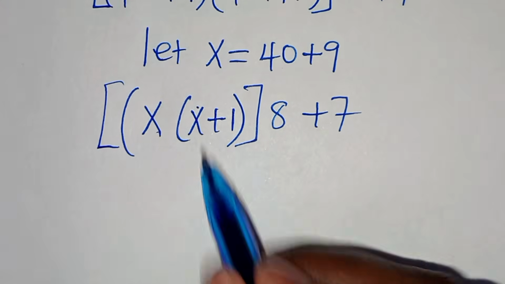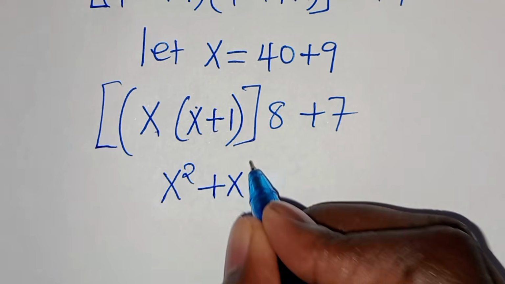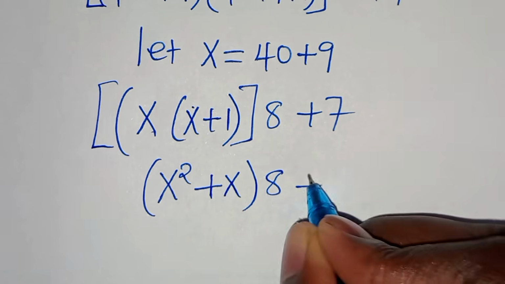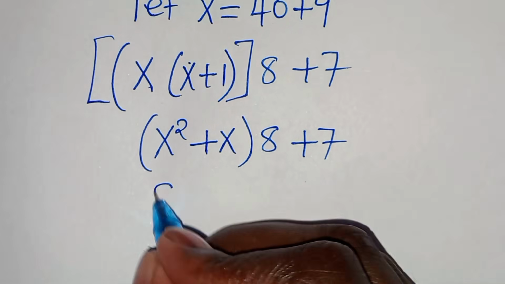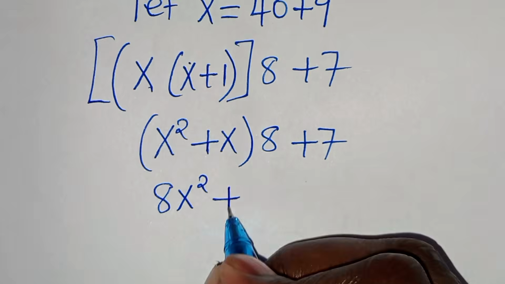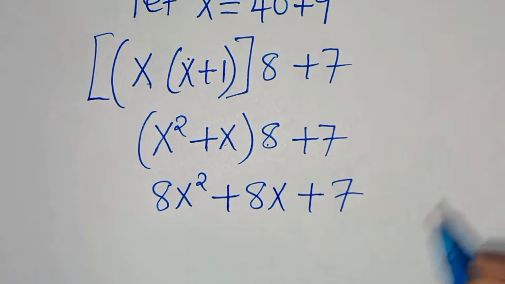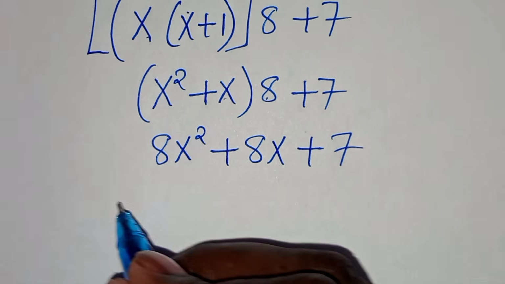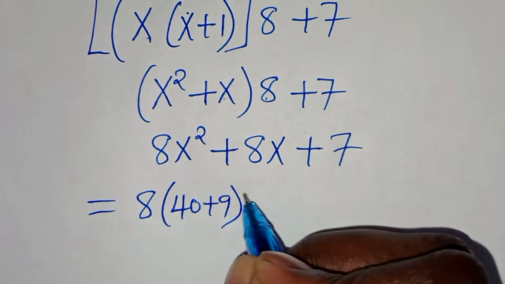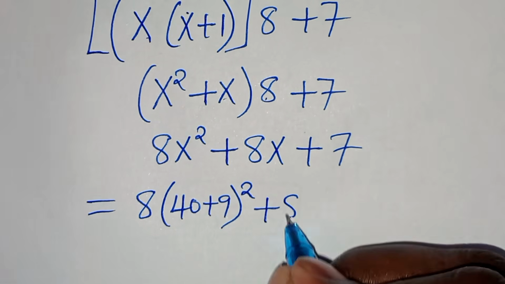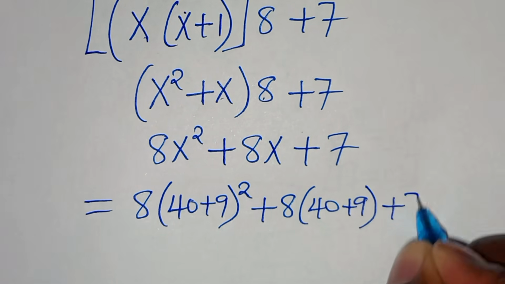So this is x times x, this is x squared, then plus x times 1, this is x, multiplied by 8, then plus 7. So x squared times 8, this is 8x squared, then plus 8 times x, this is 8x, then plus 7. So let's substitute x so that we have 8 multiplied by 40 plus 9 raised to the power of 2, then plus 8 multiplied by 40 plus 9, then plus 7.